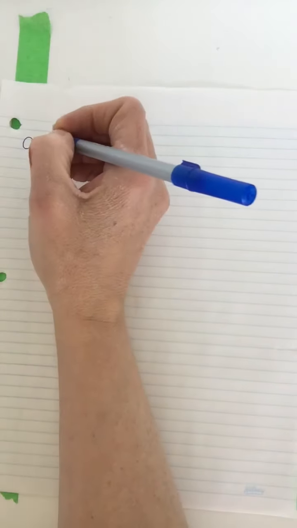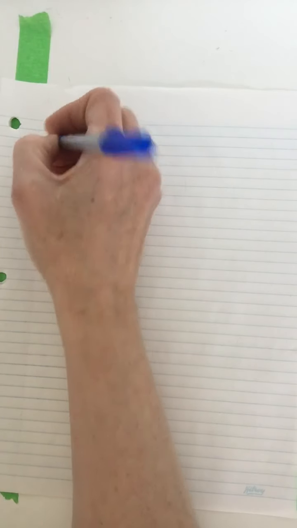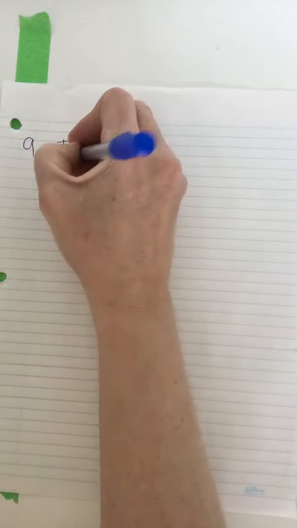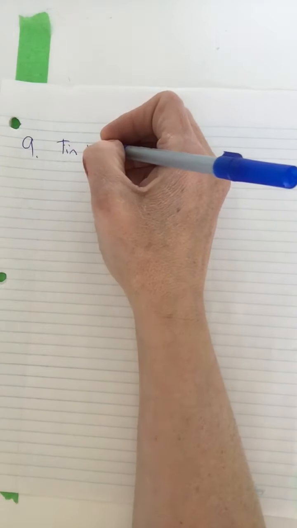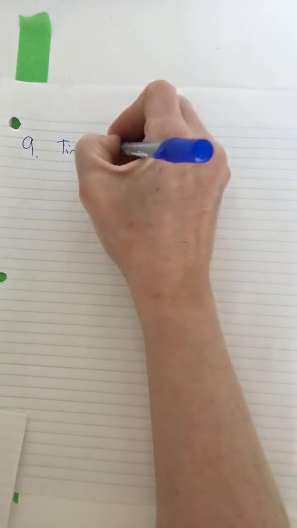That was number 6. Let's do number 9. 2, 6, 9. Let's write it down. Tin plus hydrochloric acid. Ooh, going back to the acids. Hydrochloric acid. Let's write it down.